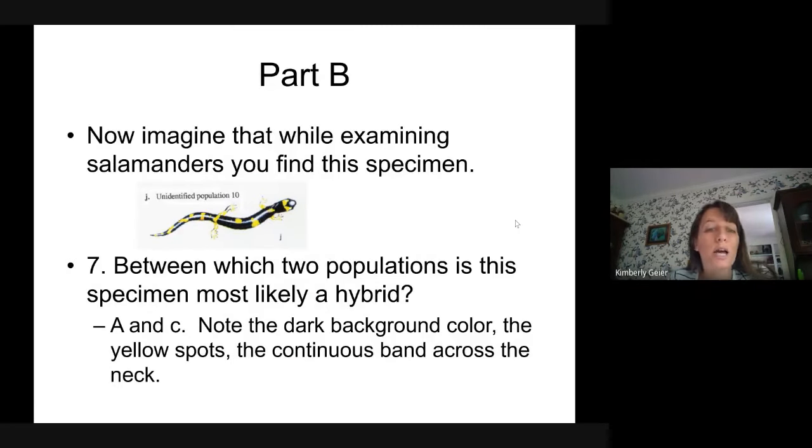It's most likely a hybrid between A and C. Notice those dark background colors, the yellow spots, and there's a continuous band across its neck, like C. So A had the yellow spots, C had that continuous band.